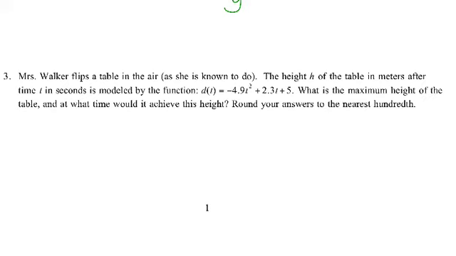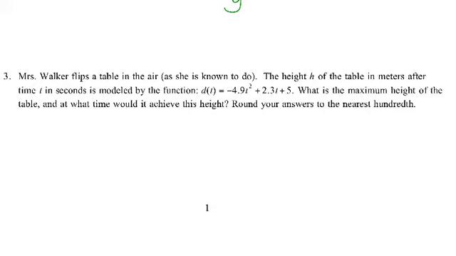Number 3 says Mrs. Walker flips the table in the air as she is known to do. The height h of the table in meters after time t in seconds is modeled by the function h of t equals negative 4.9t squared plus 2.3t plus 5. What's the maximum height of the table, and at what time will it achieve this height? Round your answers to the nearest hundredth.